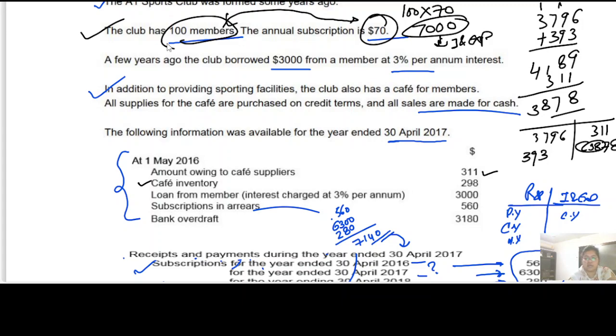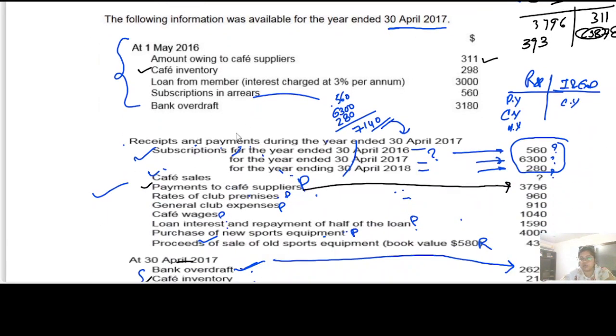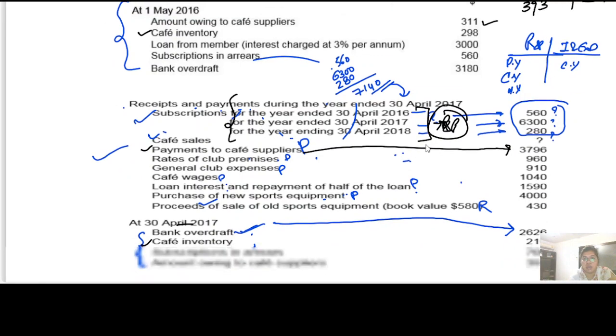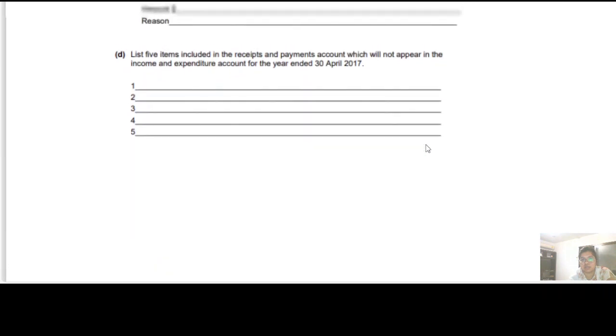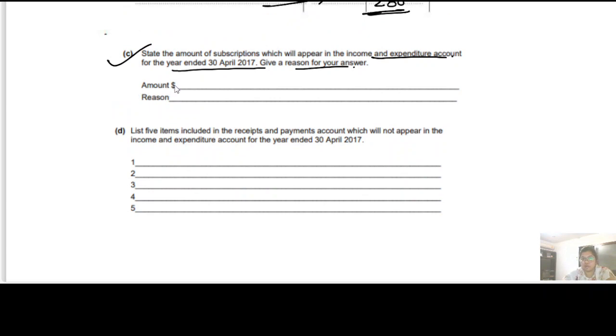So this subscription is going to be recorded in income and expenditure account. That's why at the time of preparing receipt and payment account, I emphasized that this subscription we are going to record only in receipt and payment account, not in your income and expenditure account. Okay, in income and expenditure account we are going to record 7000. So the C part's answer is the amount. Dollar is already written here, so 7,000 you're going to record, and in bracket you can record 70 into 100.